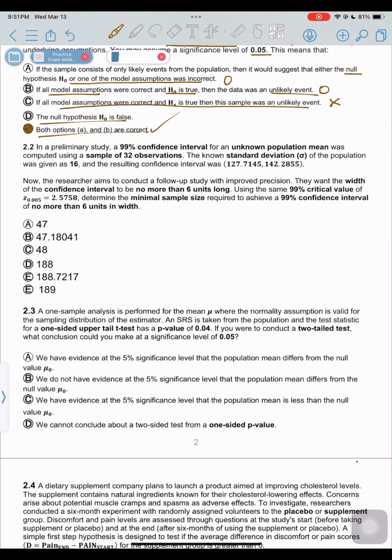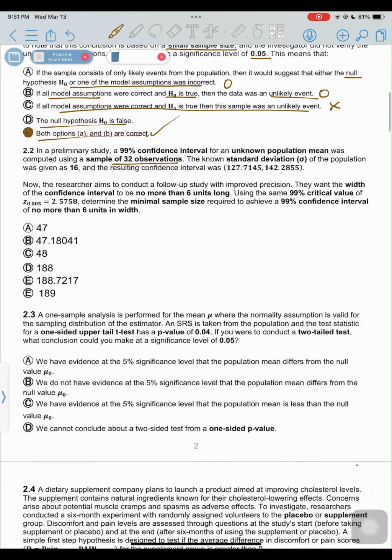Okay, let's look at the next question. In a preliminary study, a 99% confidence interval for an unknown population mean was computed using a sample of 32 observations. Standard deviation was 16. They want the width of the confidence interval to be no more than 6 units long, using the 99% critical value of 2.5758, and determine the minimal sample size required to achieve a 99% confidence interval of no more than 6 units in width.